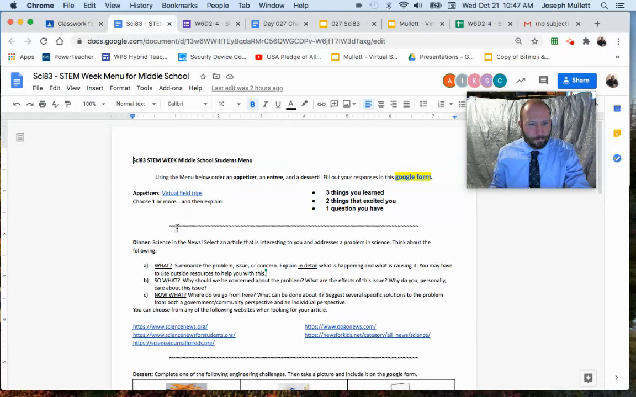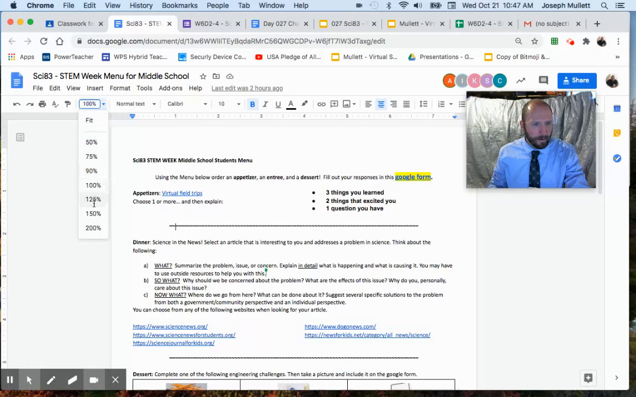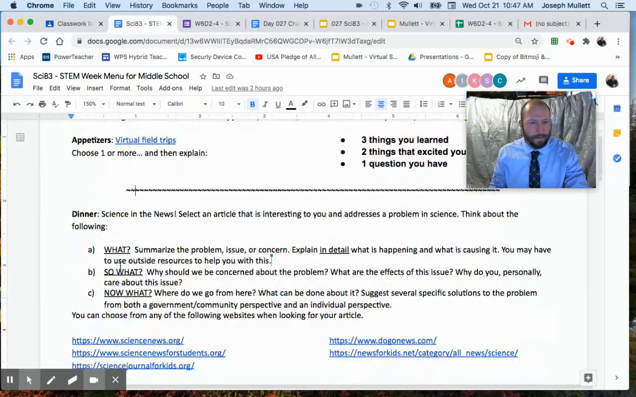Now, when you look at this menu, yesterday you guys worked on a virtual field trip. Today is working on the dinner assignment. We talked about the importance of being able to do some research and to learn and to seek out information, news articles that are worthy and vetted and trusted resources. So if this is helpful, here you go.